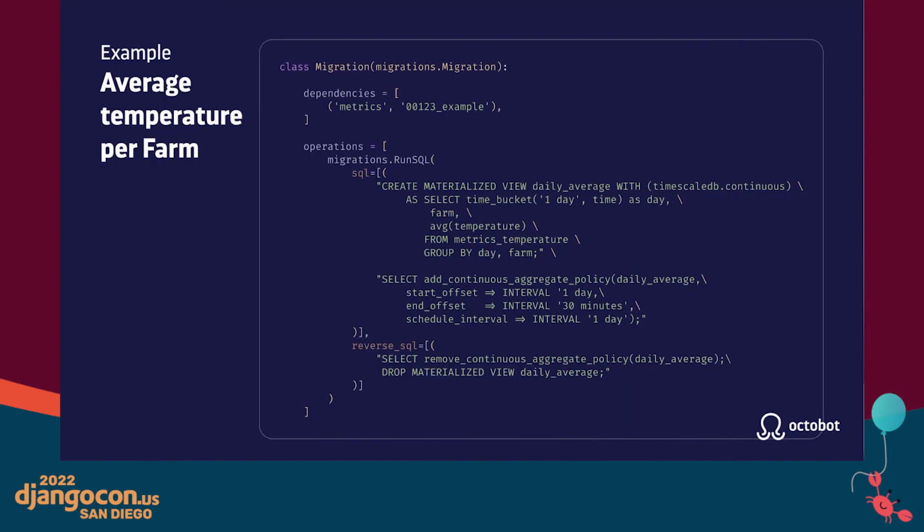So if we want to do this in Django, we could use a data migration to create the materialized view. Let's say we want the daily average of temperature. We will create the materialized view, and then we will add a continuous aggregate policy to refresh this materialized view every 1 day.